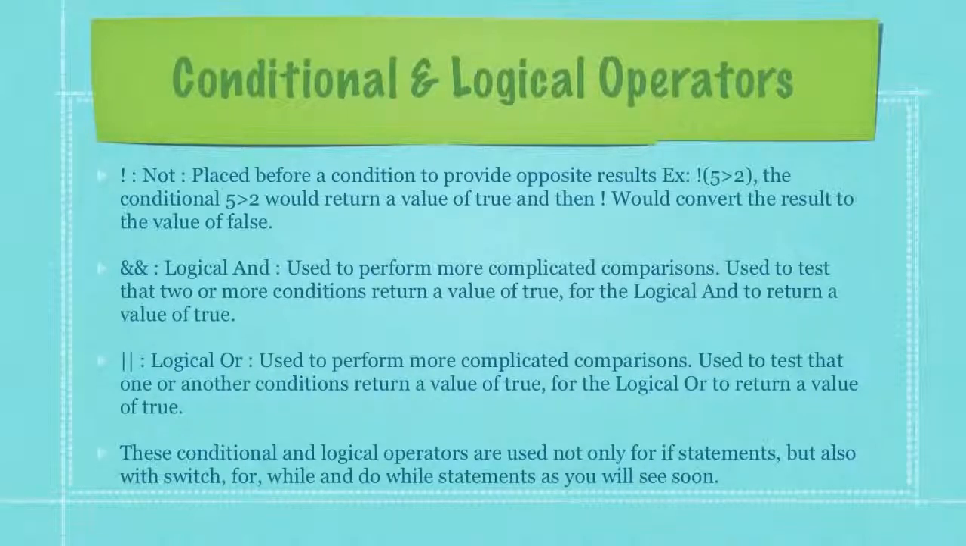The logical AND operator is used to perform more complicated comparisons, used to test that 2 or more conditions return a value of true for the logical AND to return a value of true. The logical OR operator is also used to perform more complicated comparisons. It's used to test that one or another condition returns the value of true. If either or both of them return the value of true, then the logical OR will say that the logical operation is true.